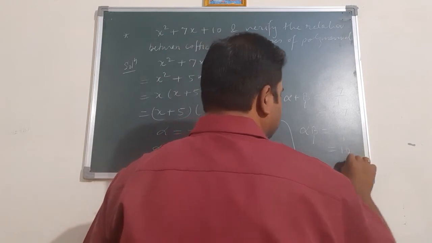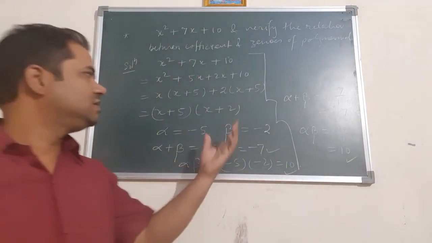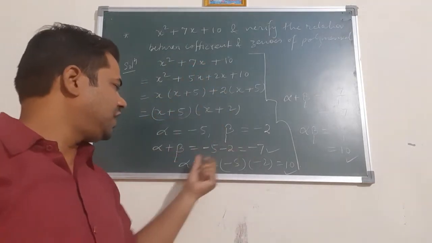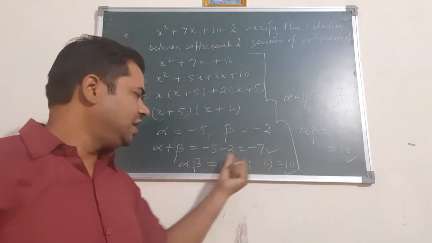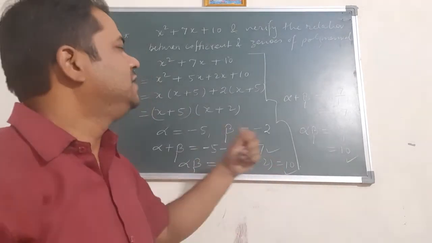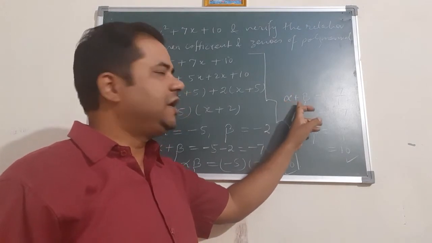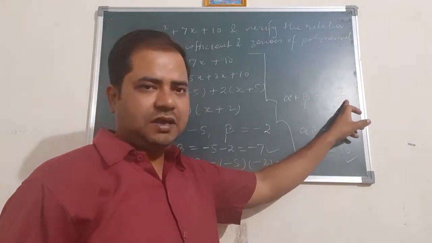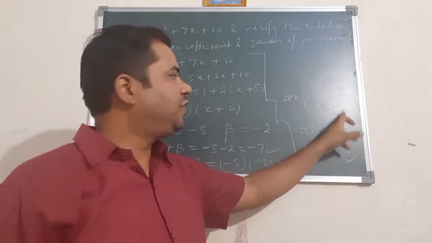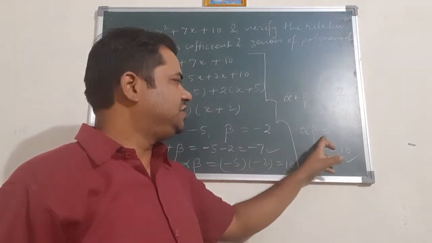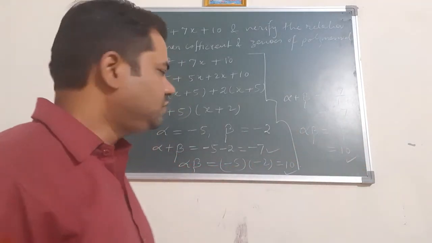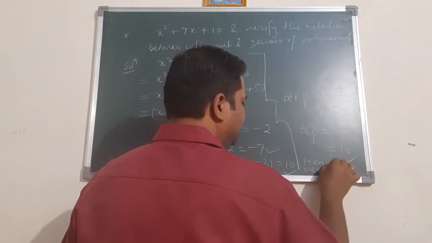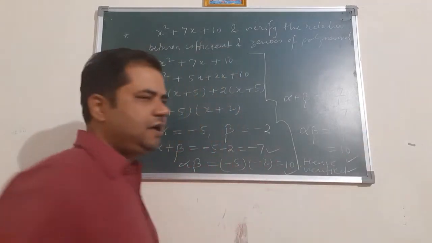This is 10. So what you observe here is that if we find the zeros first and see what the sum and product are, the sum is minus 7 and the product is 10. In the same manner, we find it by the formula, that is the relationship. Alpha plus beta is minus b by a, which is minus 7 by 1, and alpha beta is 10 by 1, that is 10. So you can say hence verified. Okay, so note it down.